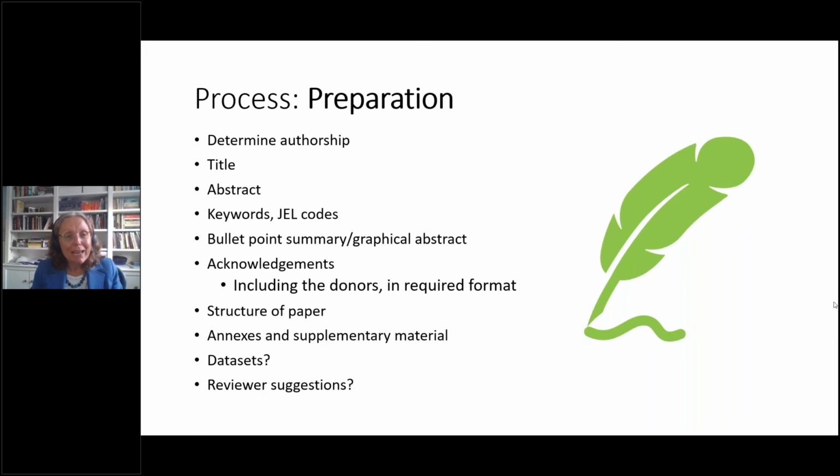Some of the journals now want highlights or summaries of key points that they'll ask you for, so you need to think about that. And you need to identify all of the acknowledgements. This may include places where you presented the paper, people who have given you important feedback, and all of the donors that contributed to it. And you may have to have grant numbers or various kinds of things, so you need to know what that is before you go on.